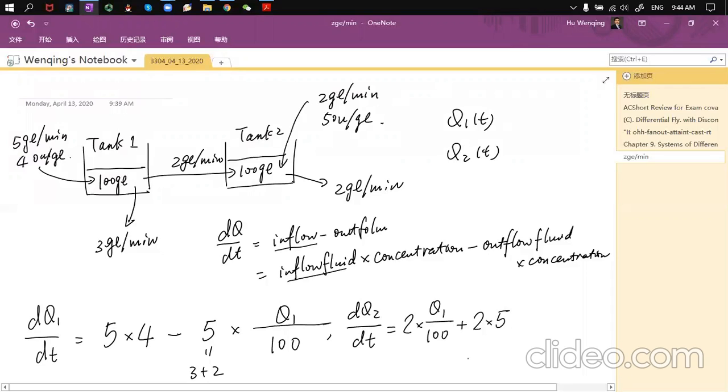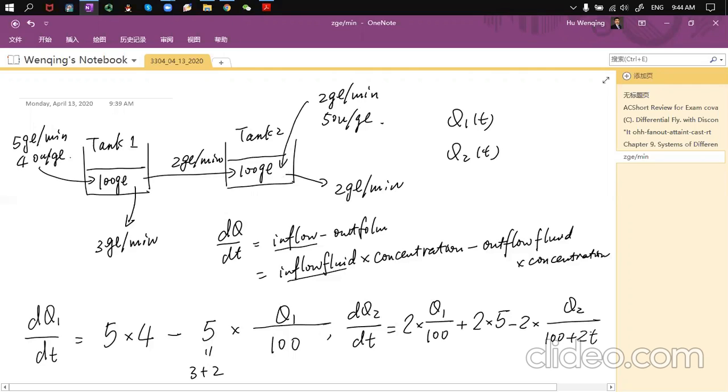And what about the outflow? Well, the outflow is 2 multiplied by the concentration. The concentration is now Q2, right? So Q2 divided by the volume. But what's the volume? Well, initial volume was 100. Per minute, you have 2 plus 2 is 4 minus 2. So that's plus 2t, which is the volume.